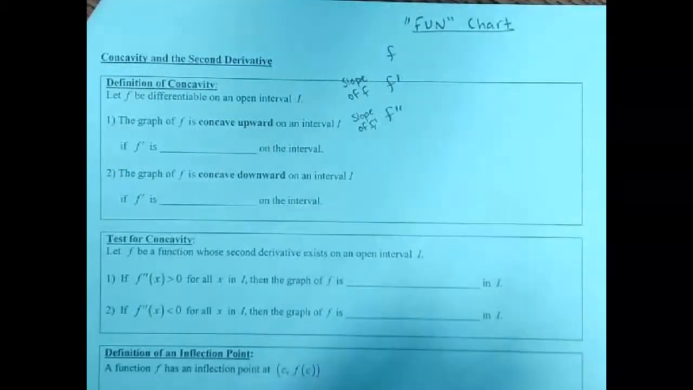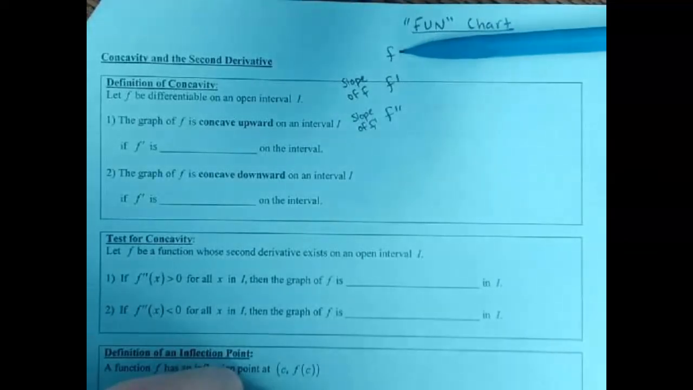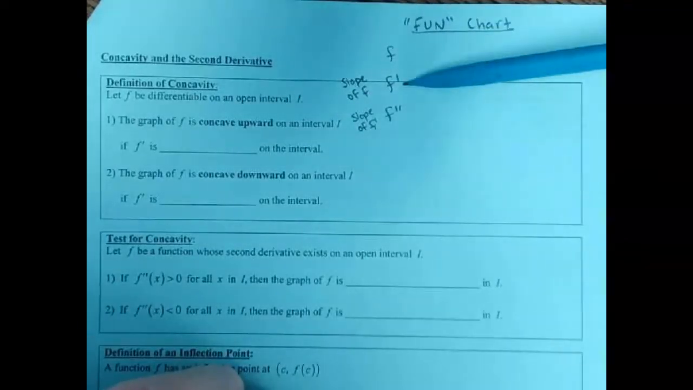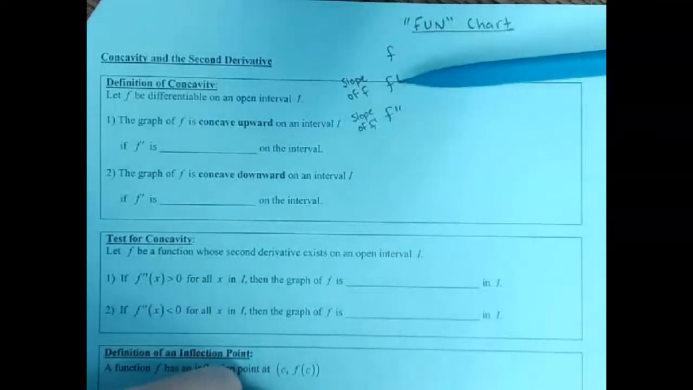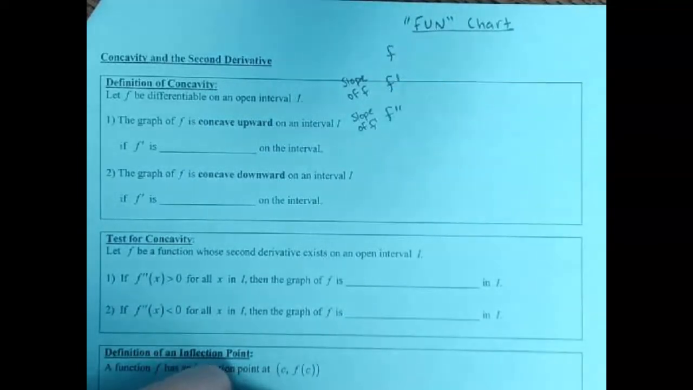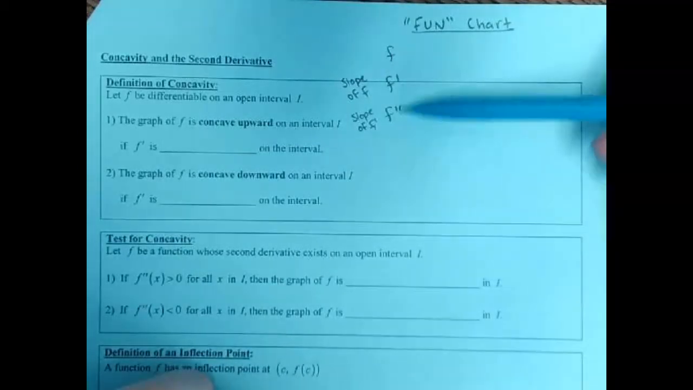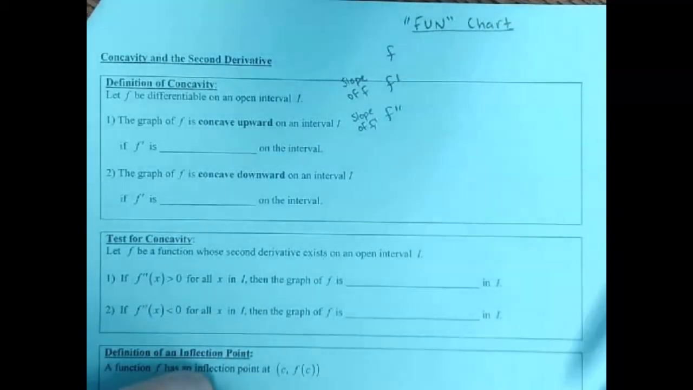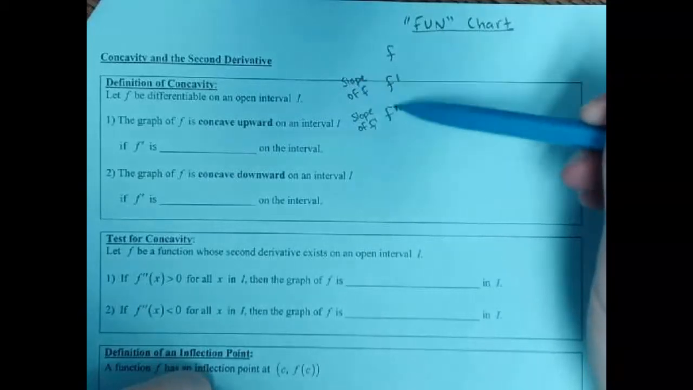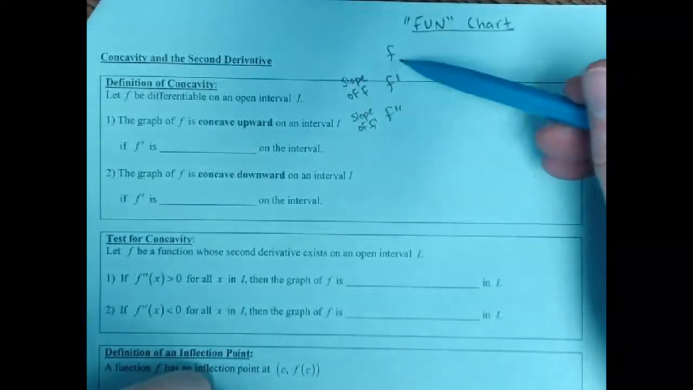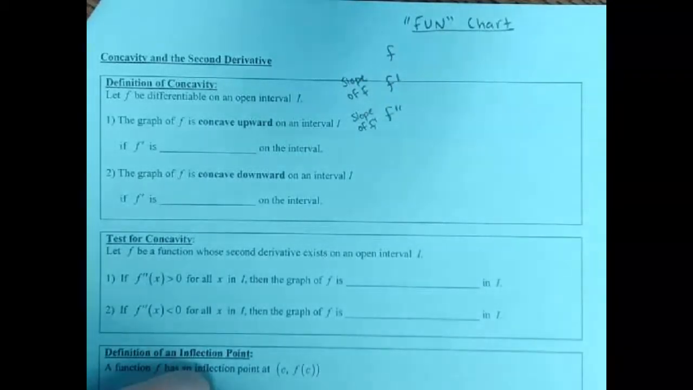Before we get into the notes, though, I want to review something that I call the fun chart. So here we're going to investigate the different connections between f, the original function, f prime, the first derivative. Remember, f prime is the same thing as the slope of f, the function above it. And now here we're going to get the second derivative, f double prime. And remember, the second derivative is just the slope of the first derivative, right? So these two things are the same, these two things are the same, and we're going to try to understand the connection between those three different functions.